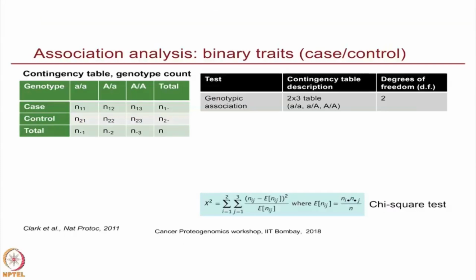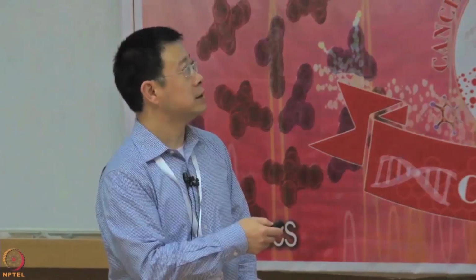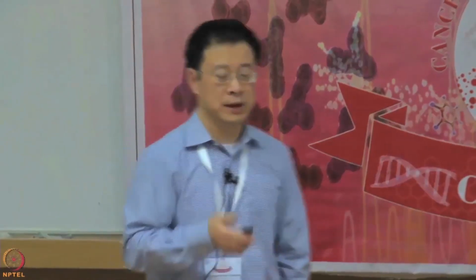So basically, you can look at your individuals and put the numbers into these 2x3 tables. And these are the cases with this genotype, small a, right? You can fill in this table very easily if you know the genotype and the phenotype for all the individuals. And then we can use a very simple chi-square test in order to test the association between the binary phenotype and the genotype. And this is a formula showing how the chi-square test can be done, right?